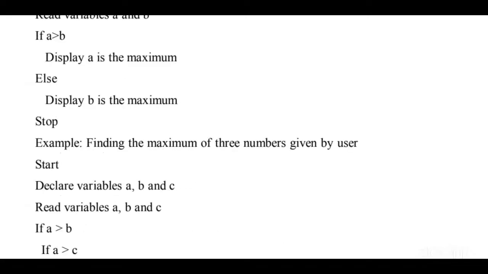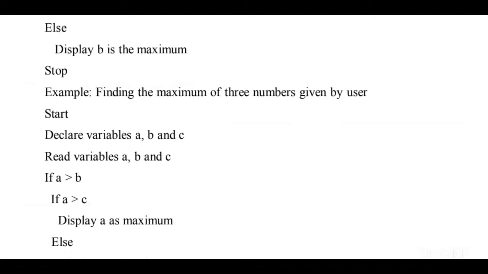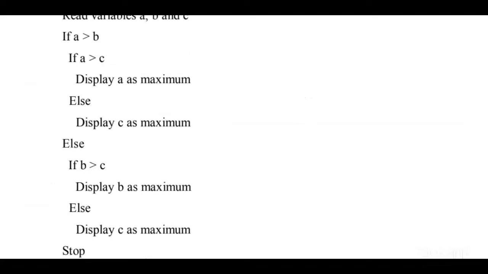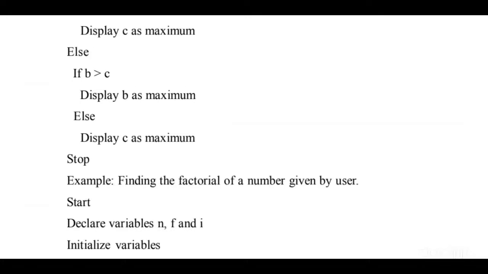If I go for three numbers, find the maximum of the three numbers given by the user. Start and declare the variables A, B, and C. Read the variables A, B, and C. If A is greater than B and A is greater than C, display A as maximum. Else if B is greater than C, display B as maximum. Else display C as the maximum.